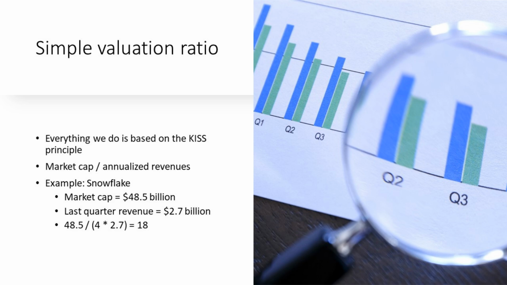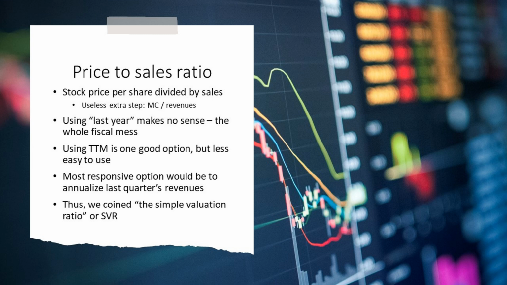So some people will say, isn't that the same as price to sales ratio? That's a very good question. So our previous definition of price to sales ratio said stock price per share divided by sales per share. Forget about the per share. That's a useless extra step that makes it very complex. Price to sales ratio is simply market cap divided by revenues, all right? Similar to ours. What's the difference?